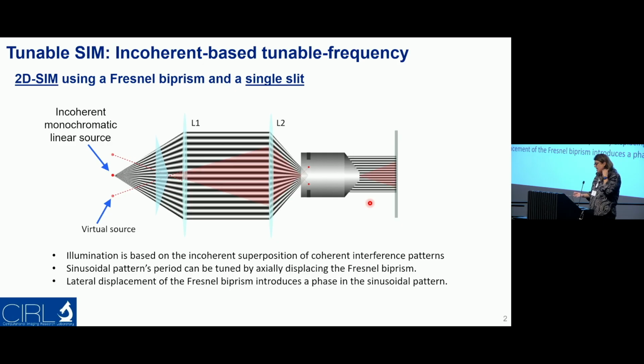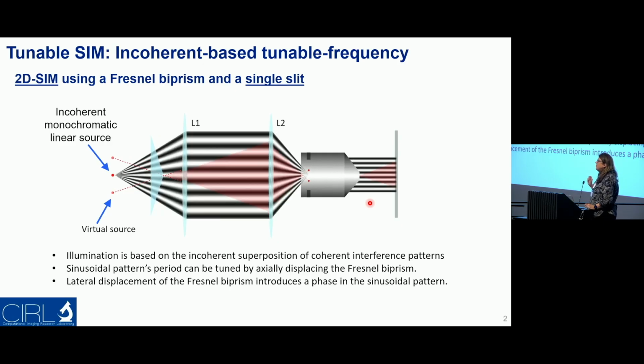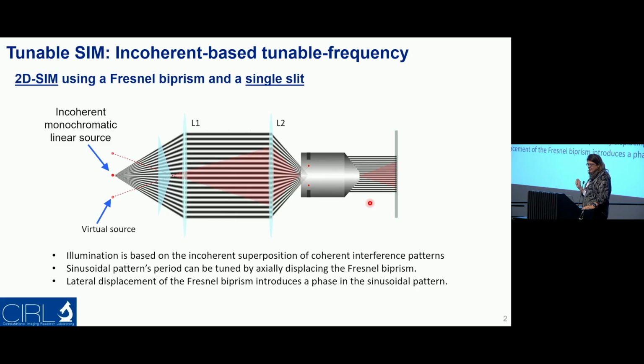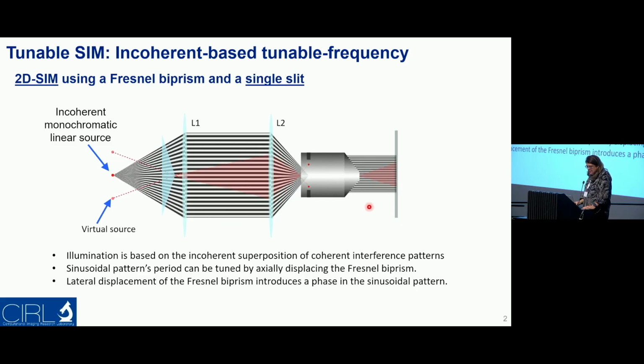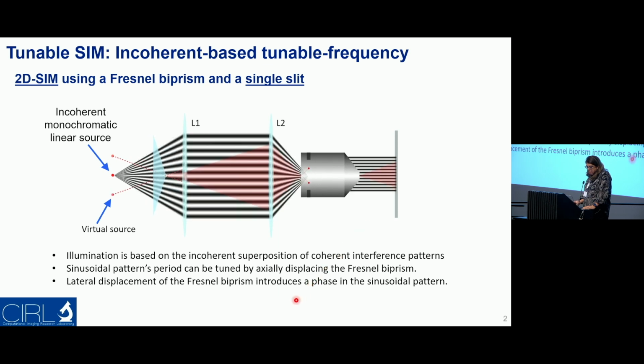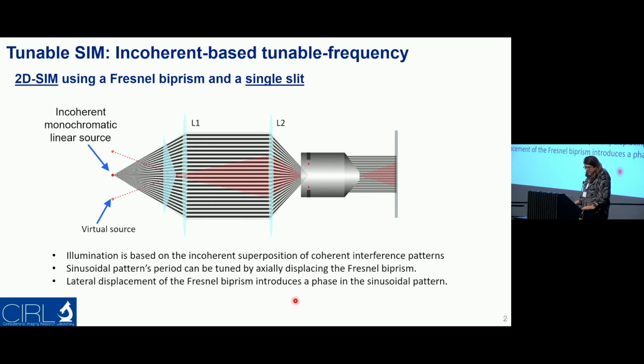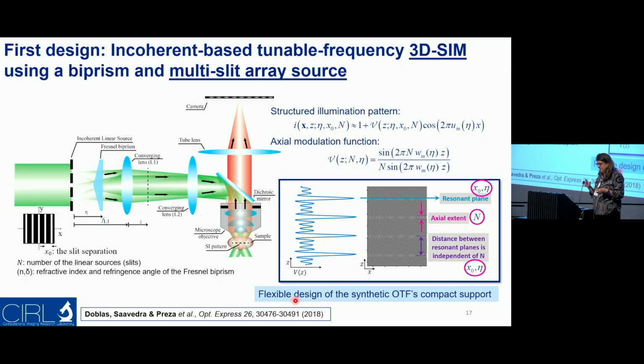And so here, what you see in the animation, as the biprism is moved axially, you are impacting the modulation frequency of the pattern at the sample space. So using this principle, the first design of our system used a multi-slit array source, and the 3D pattern that we got was modulated by an axial visibility function.